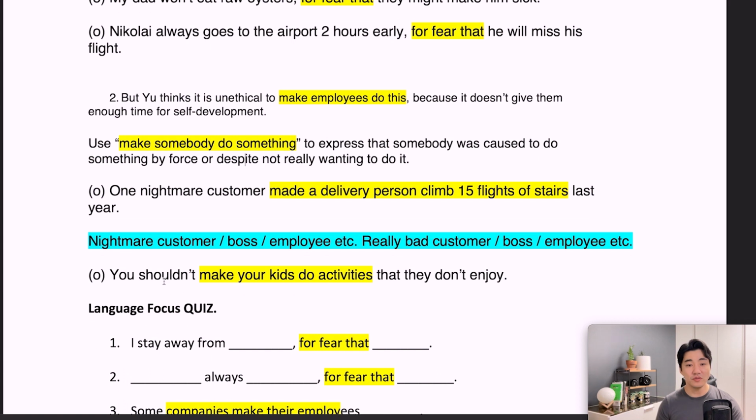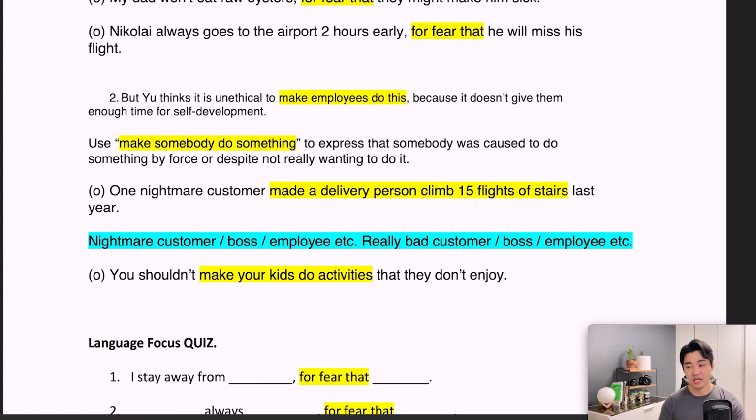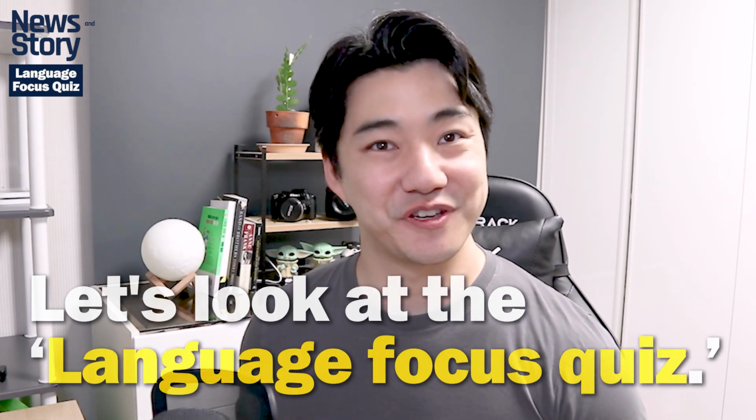Okay, you shouldn't make kids do activities they don't enjoy. So, "자녀들이 즐거워하지 않는 활동을 하도록 강요해서는 안 됩니다." Of course, you shouldn't really make anyone do activities they don't really enjoy. Alright, now let's look at the language focus quiz.